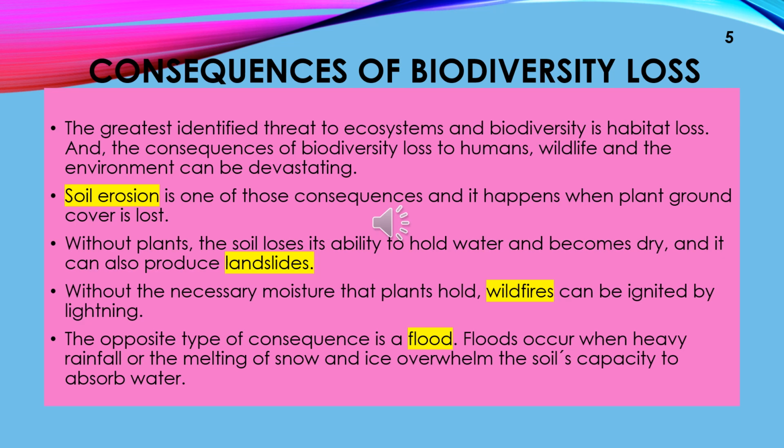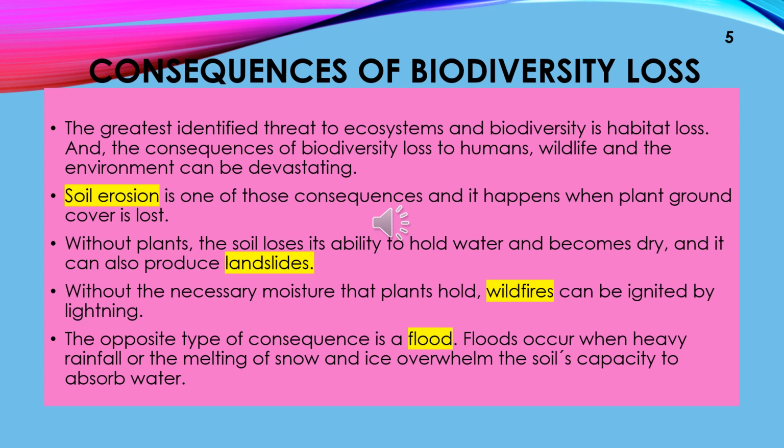The opposite type of consequence is a flood. Flood occurs when heavy rain falls or the melting of snow and ice overwhelms the soil's capacity to absorb water. Swamps and marshes provide the environment with a natural response to heavy rainfall because they can hold a lot of water. But they are frequently dried to cover the land for human use, which leaves the area unprotected.